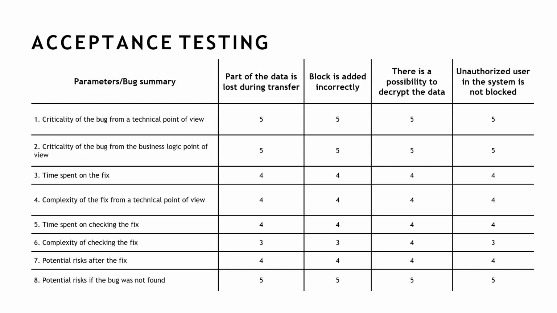The following bugs were found during acceptance testing. First was found during checks of the ability to transfer data as part of the functional testing. Second was found during smart contracts checks. Third was found during checks of the system security as part of the security testing. And fourth was found during checks of the system security as part of the penetration testing.